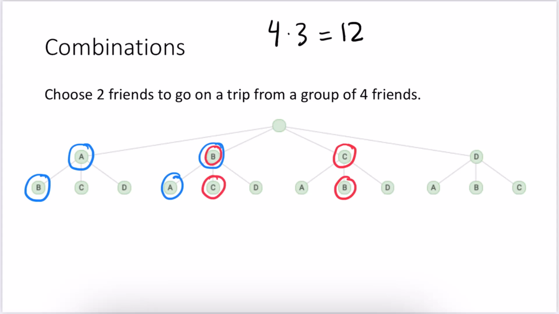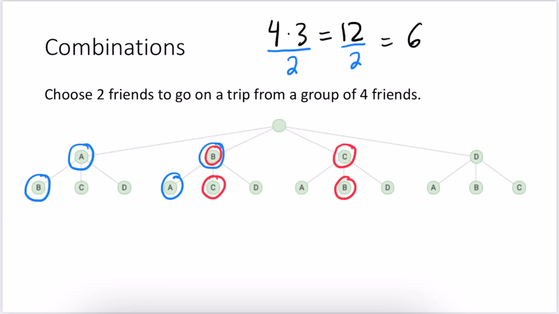And basically, any one of these options in the choice tree is going to be duplicated if the order doesn't matter. And so the way that we calculate that is we say, okay, well, there's 12 possible options in the tree, but all of the options are duplicated twice. So to find the number of ways to choose 2 friends to go on the trip, I would need to divide by the number of duplicates, which in this case is 2. And so that tells me that there's 6 unique ways to choose 2 friends to go on a trip with.